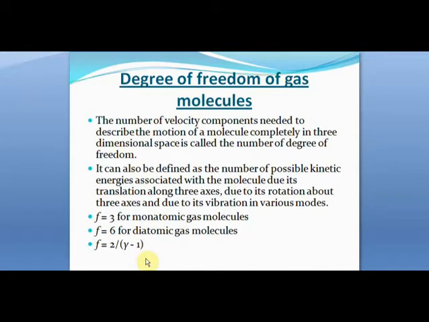Now similarly the value of f is 6 for a diatomic gas molecule, and there is also a formula for degree of freedom. Degree of freedom is equal to 2 by gamma minus 1, where gamma is the adiabatic constant. We'll learn about the adiabatic constant in further chapters. So for now, keep in mind that degree of freedom for a gas molecule can be given as 2 by gamma minus 1, where gamma is the adiabatic constant for that gas molecule.